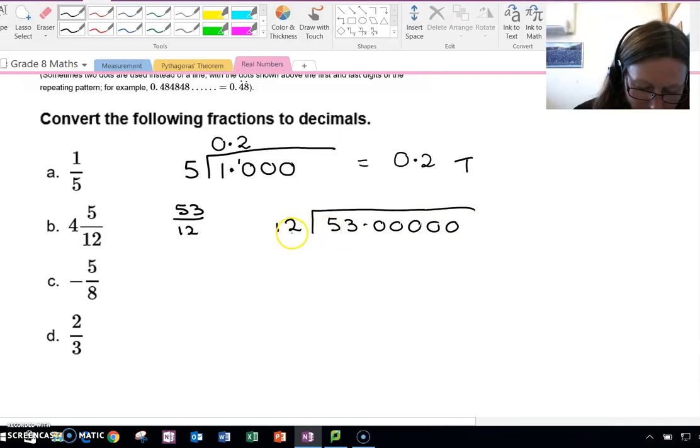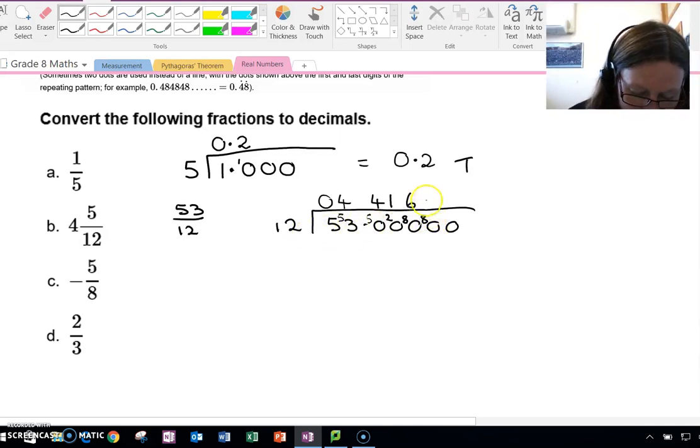I say, how many times does 12 go into 5? It doesn't. Carry over the 5. 12 into 53 is 4, which is 48. There's 5 left over. 12 into 50 is 4, 48, 2 left over. 12 into 20 is 1. There is 8 left over. 12 into 80, 6 is 72. There is 8 left over.